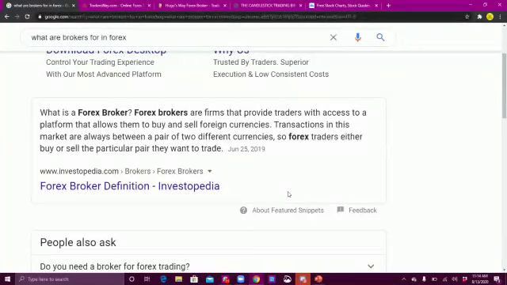So what is a Forex broker? Forex brokers are firms that provide traders with access to a platform that allows them to buy and sell foreign currencies. Like I said, there's two options, buy and sell. Transactions in this market are always between a pair of two different currencies. So Forex traders either buy or sell the particular pair they want to trade.